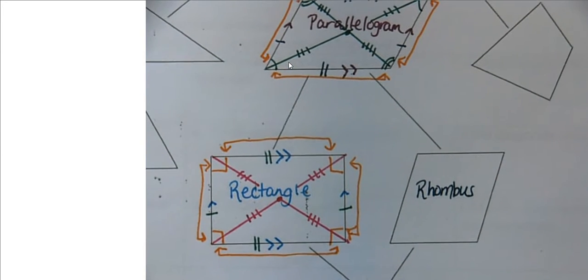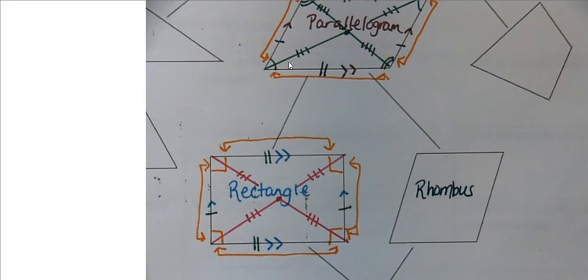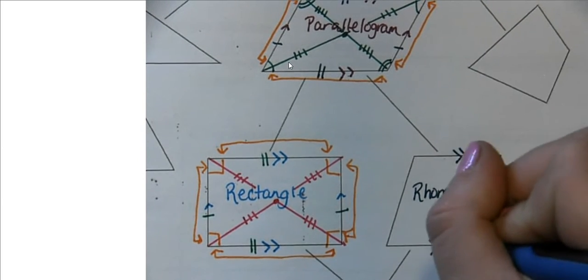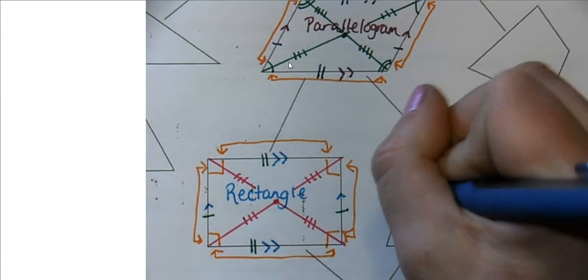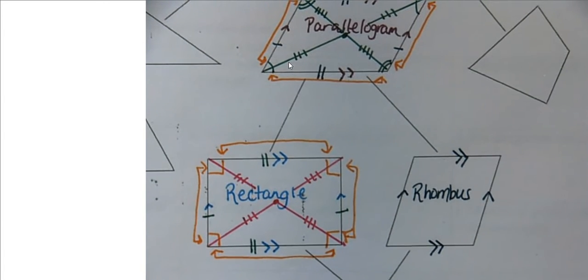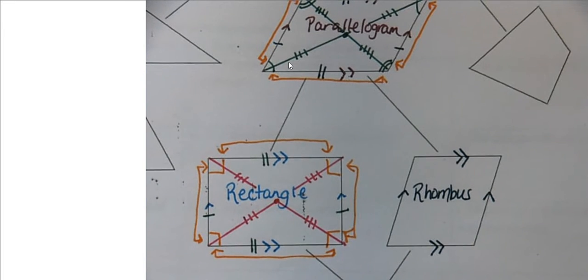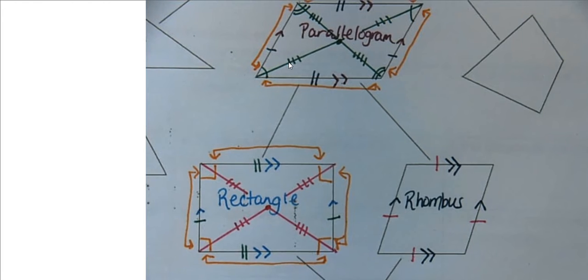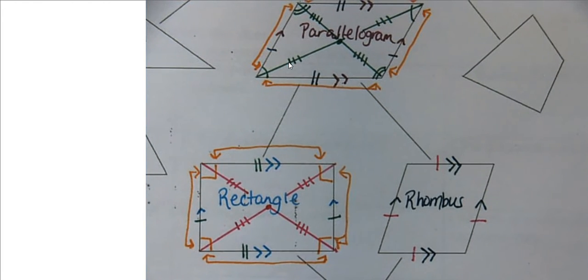And a rhombus is a parallelogram. So I'm going to mark up that it is a parallelogram. Opposite sides are parallel. It is a parallelogram. But what makes it special is that all sides are congruent. As a result, that means that other properties end up taking place.